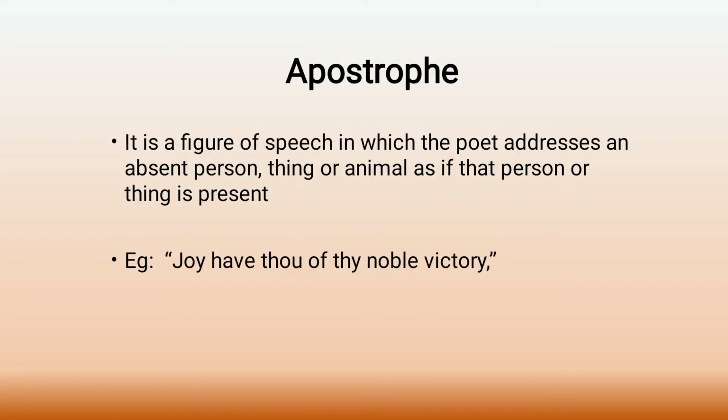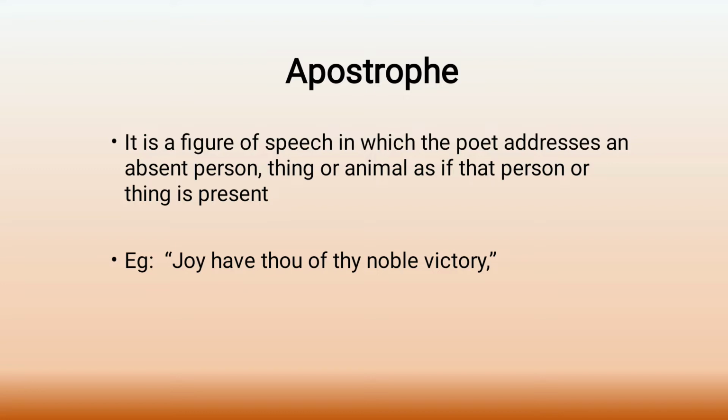Moving on, next is apostrophe. It is the figure of speech in which the poet addresses an absent person. The person is not present there. An absent person or a thing or an animal is addressed as if that person, thing, or animal is actually present. The object or the animal is not actually present, but the poet addresses it as if it is actually there.